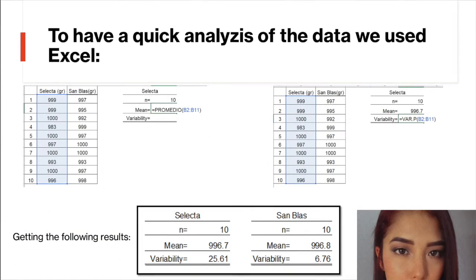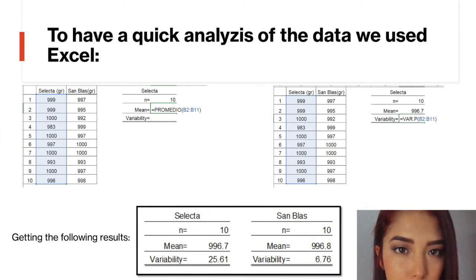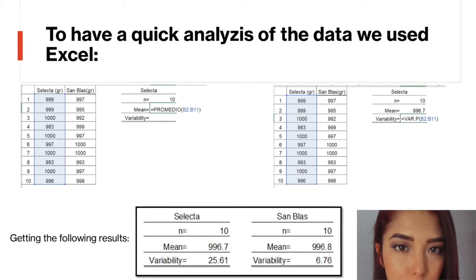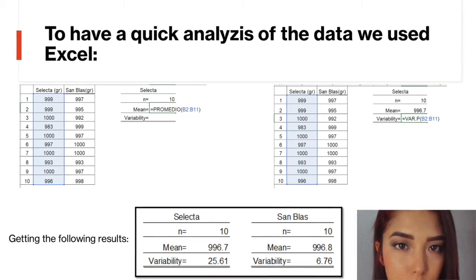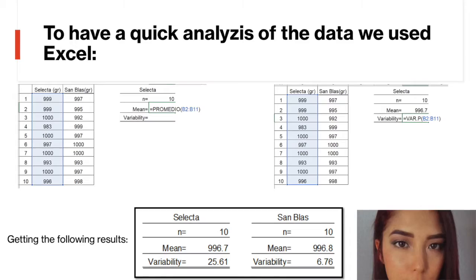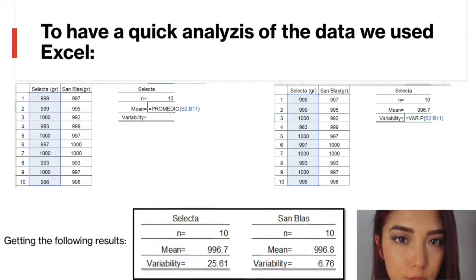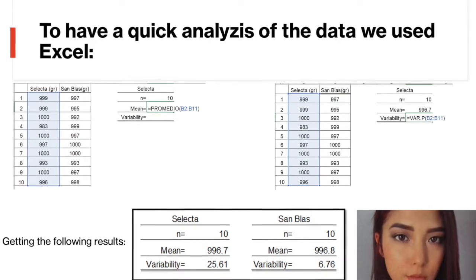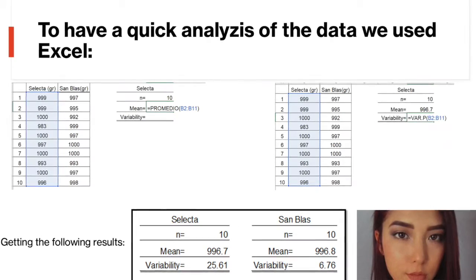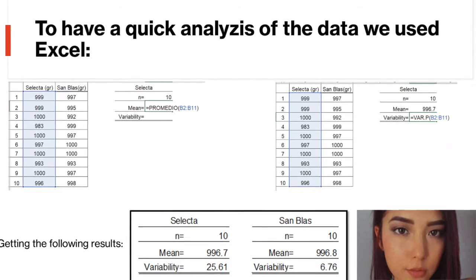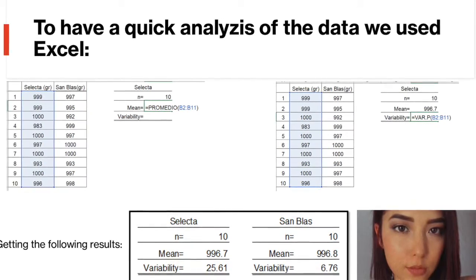To make a quick analysis, we use Excel to get the mean and variability. As we can see in the pictures, we have the mean and variability for each brand. Following the steps, on the first image, we can see that to get the mean we type the formula equal AVERAGE and then the range of cells. And then to get variability, we type equal VAR.P and the range of cells.